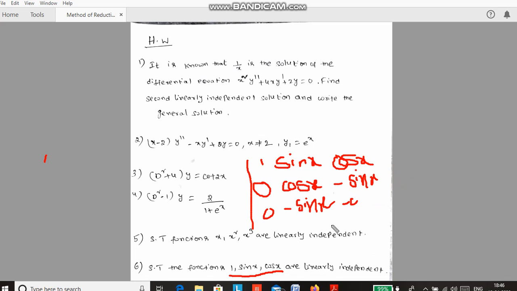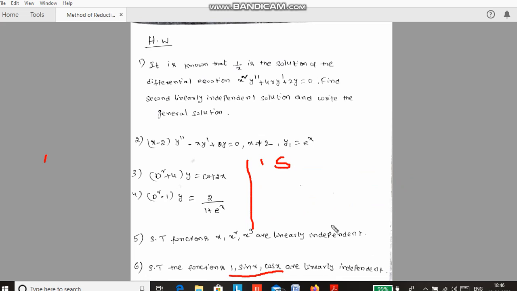So this is about the third unit. In the third unit, first we have to study the complementary function. In the complementary function, there are 4 cases. Based on the roots, we have to find the solution. Next, we have the particular integral. In the particular integral also, there are 5 cases.